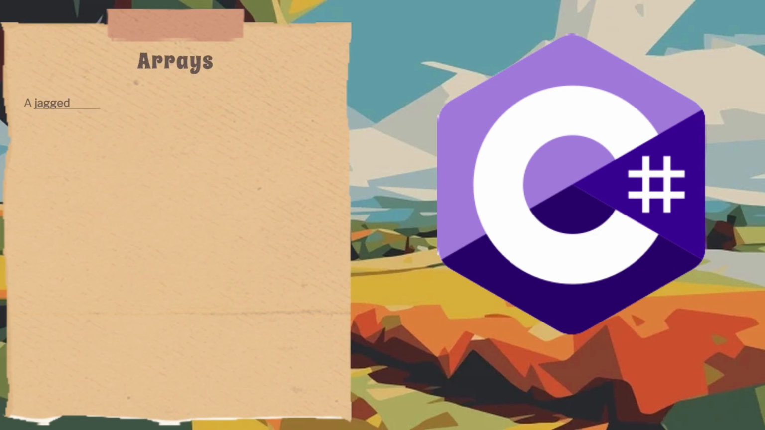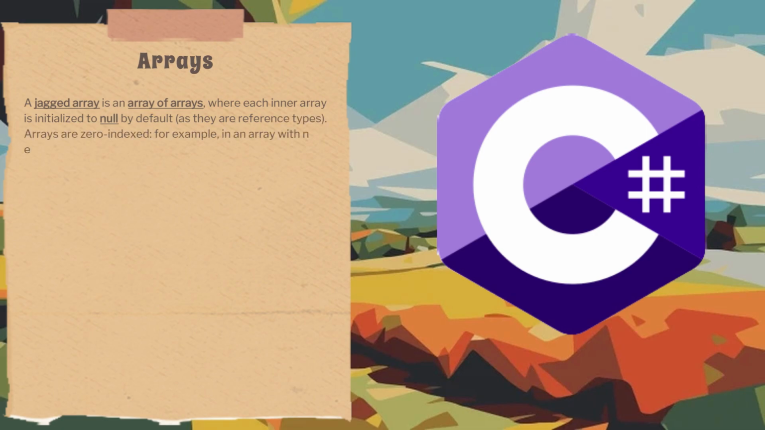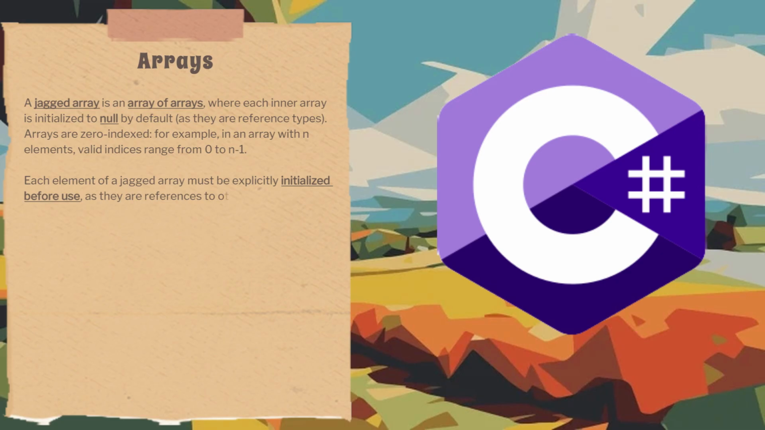A jagged array is an array of arrays, where each inner array is initialized to null by default, as they are reference types. Arrays are zero-indexed. For example, in an array with n elements, valid indices range from 0 to n-1. Each element of a jagged array must be explicitly initialized before use, as they are references to other arrays. Therefore, before you can use an inner array, you need to initialize it explicitly.